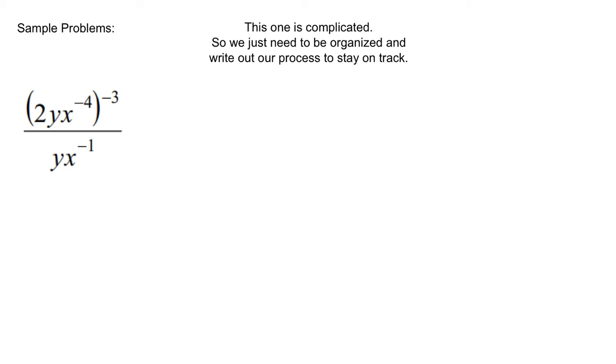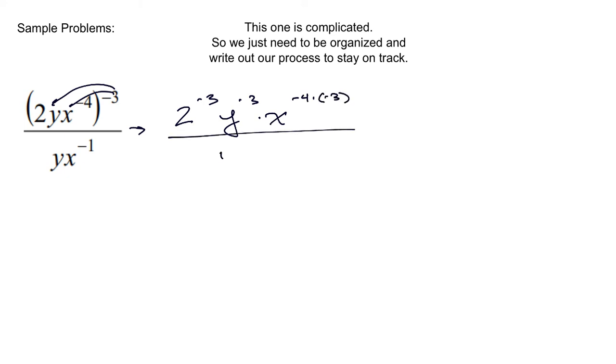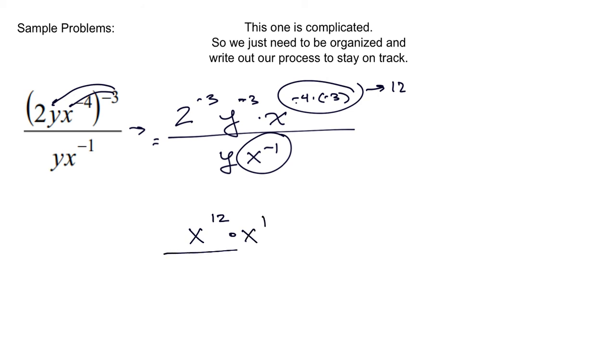First thing I'm going to do is simplify the numerator. So that's 2 to the negative 3 times y to the negative 3, right? So it's almost like distribution. Times x to the negative 4 times negative 3, all over y times x to the negative 1. Well, I have a lot of negative exponents, so things are going to be moving here. And then real quick, before I do that, negative 4 times negative 3 is positive 12. So I have x to the 12th stays in the numerator. This guy is going to go up, so that's times x to the 1.